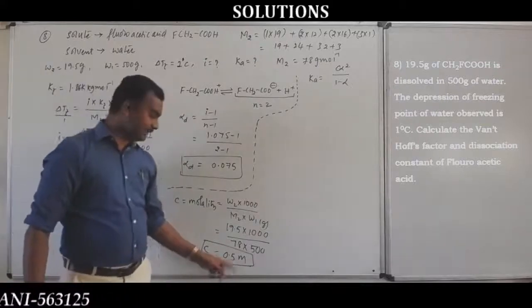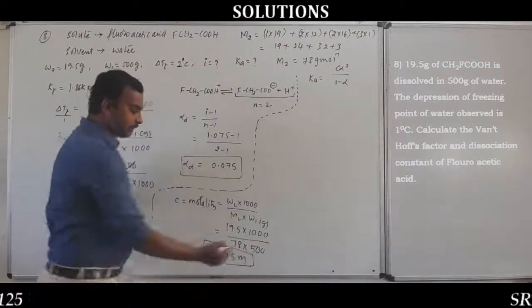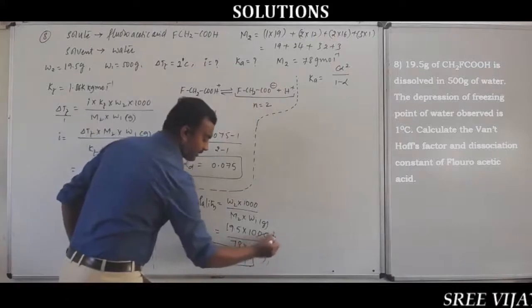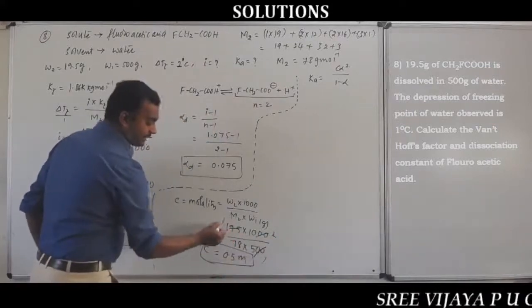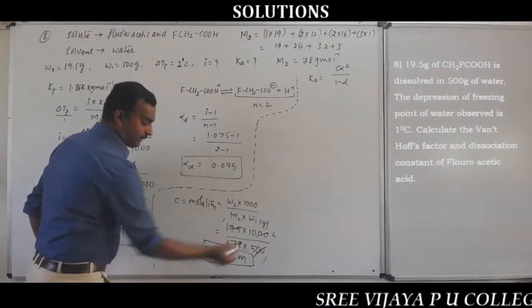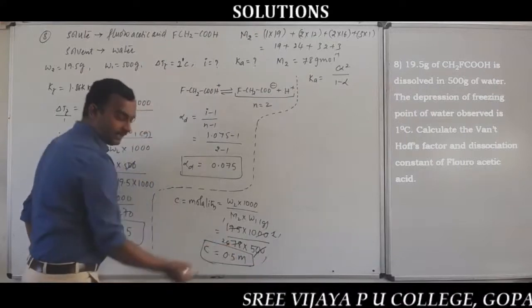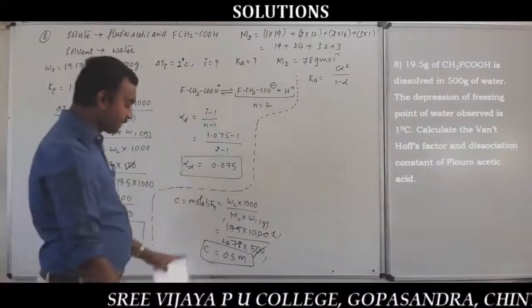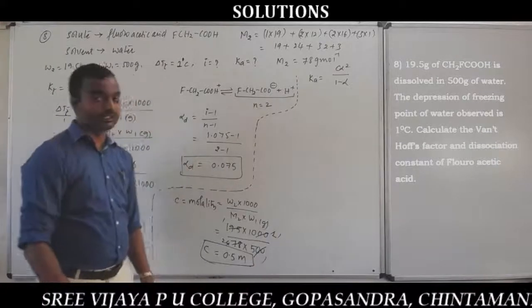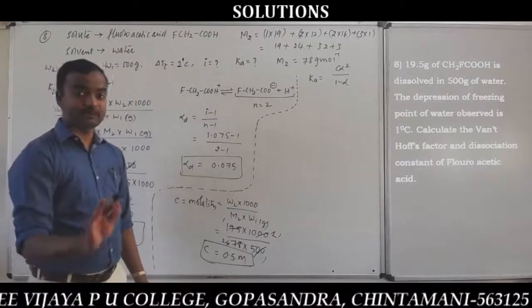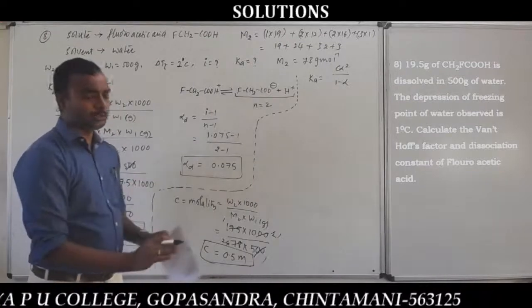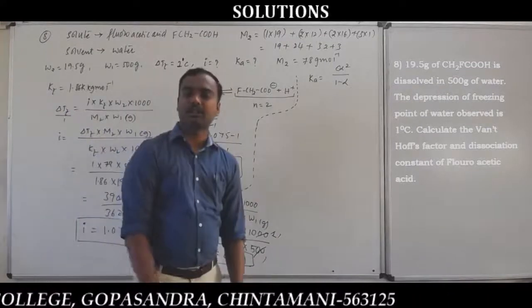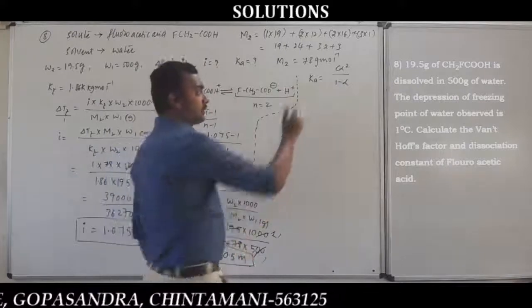That is the concentration, small m, molality. 19.5 divided by 78 gives 0.25, and again dividing by 0.5 gives 0.5. Once you get the value of the concentration, molality, remember that molality is temperature independent. So elevation of boiling point and depression of freezing point use the concentration term molality.